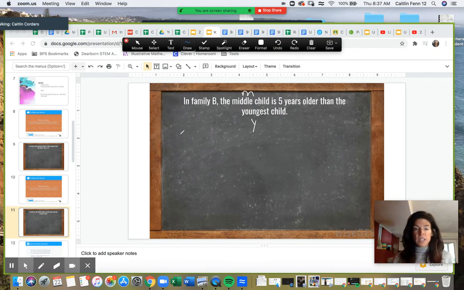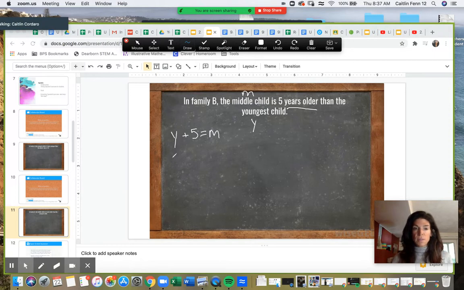So if I take the youngest child, what do I have to do to get to the middle child's age? Well, the middle child is 5 years older. So that means I'm going to add 5 years to get to the middle child's age. Okay, so that's one way we could represent their ages.